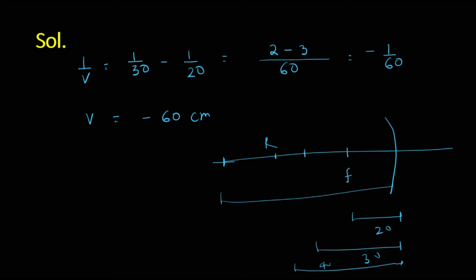As we know, in case of a concave mirror, when the object is in between the center of curvature and focus, the image is beyond the center of curvature, or we can say the image is in between infinity and the center of curvature. So the image distance is 60 centimeter. This is compatible with our theory, and here the minus sign indicates that the image forms to the left of the mirror.